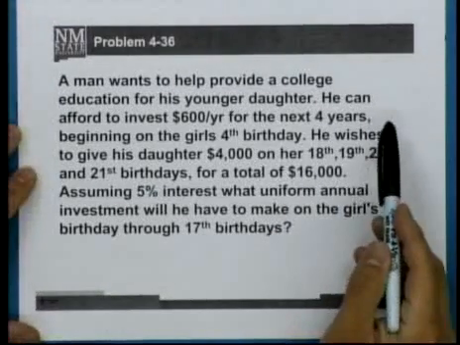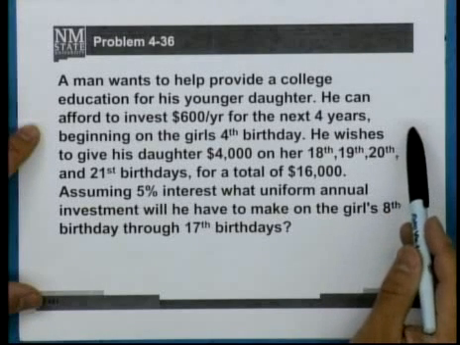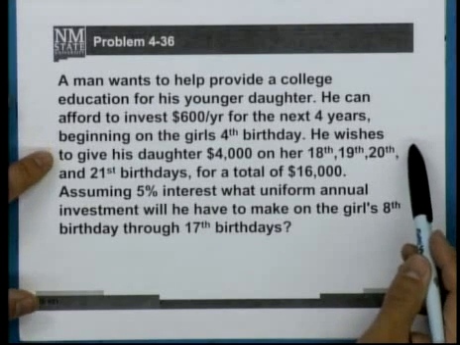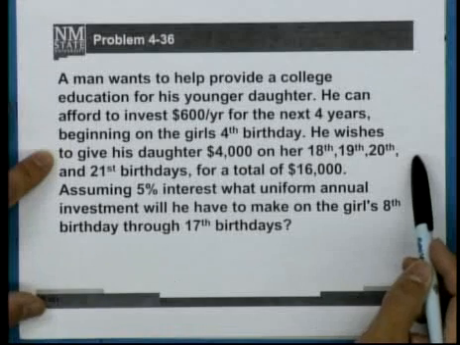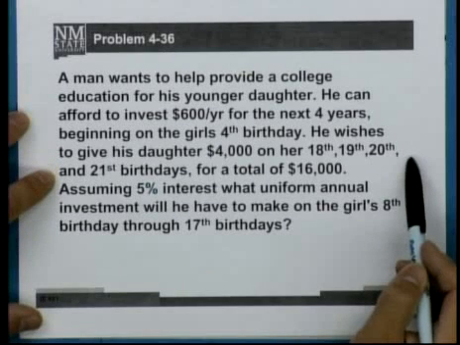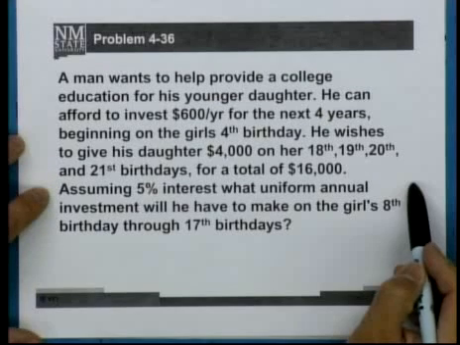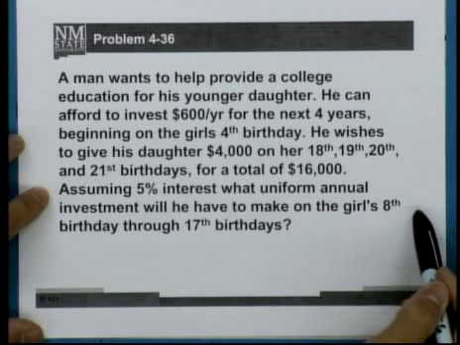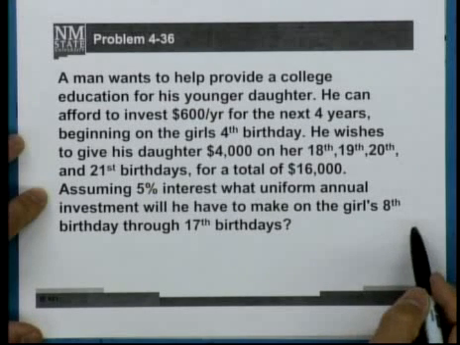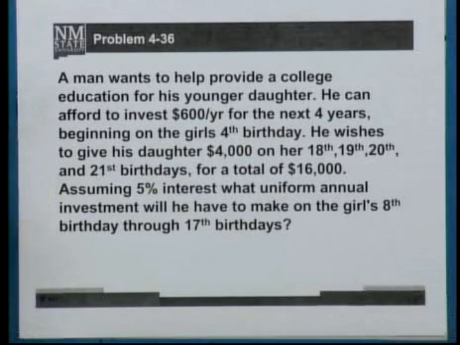Okay, so he can afford to invest $600 per year for the next 4 years, beginning on the girl's fourth birthday. He wishes to give his daughter $4,000 on her 18th, 19th, 20th, and 21st birthdays, for a total of $16,000. Assuming 5% interest, what uniform annual investment will he have to make on the girl's 8th birthday through 17th birthday?